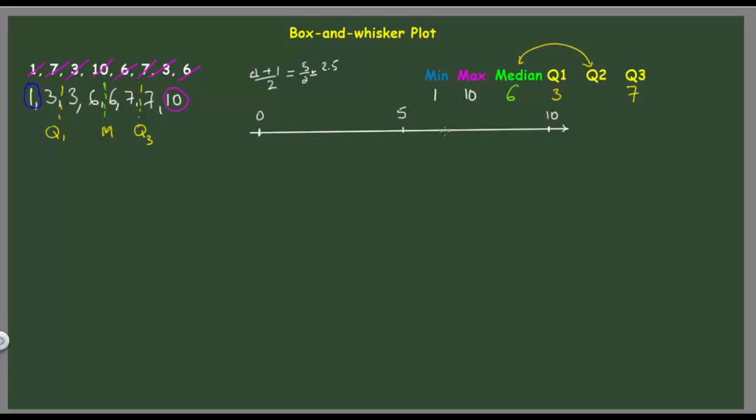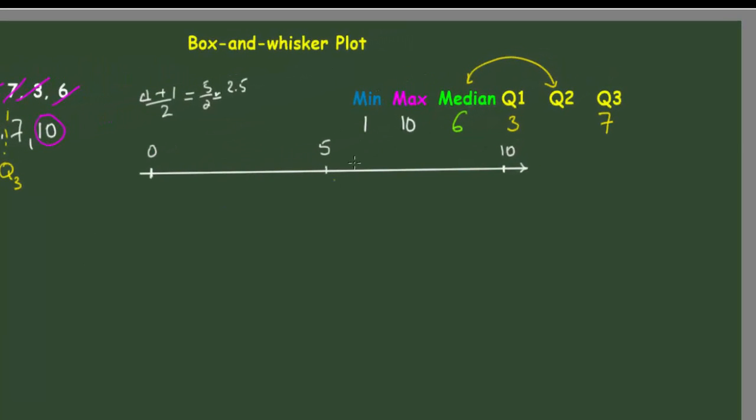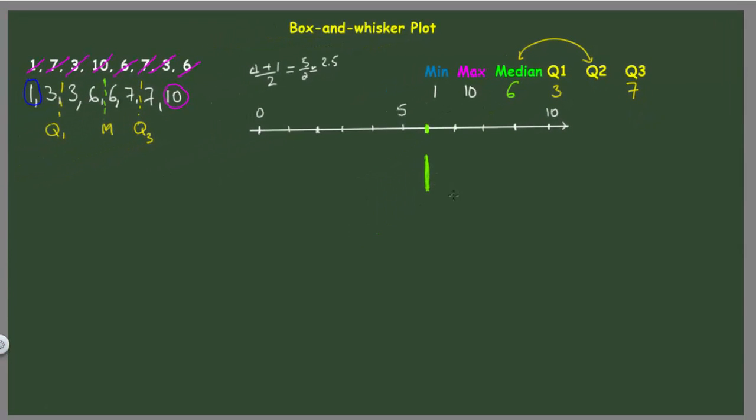On this number line right here, we're going to represent all the values we have to draw our box and whisker plot. We start with the median. We said that the median is 6. So on the number line, we draw a median right here, 6. The first quartile is 3. It's right here.